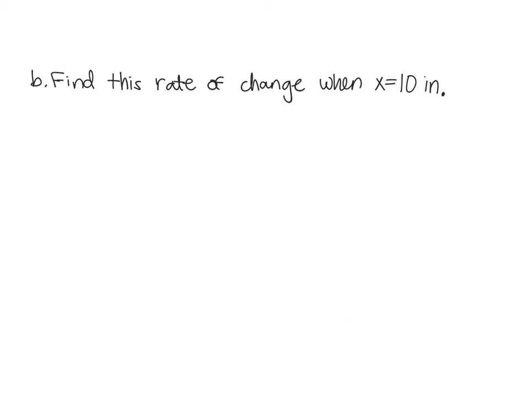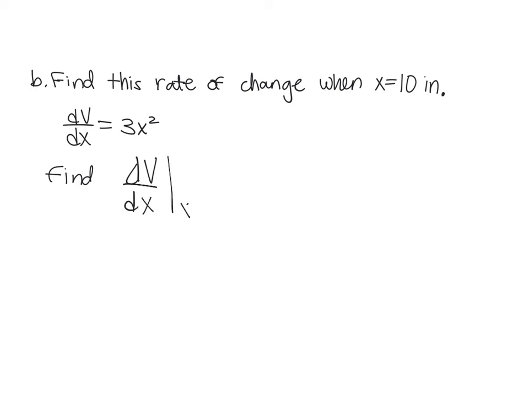There we go. Now there's a part B. It says find this rate of change when x equals 10 inches. So if you recall, we had dV/dx equals 3x squared. We want to know what the rate of change is, so dV/dx when x equals 10 inches.